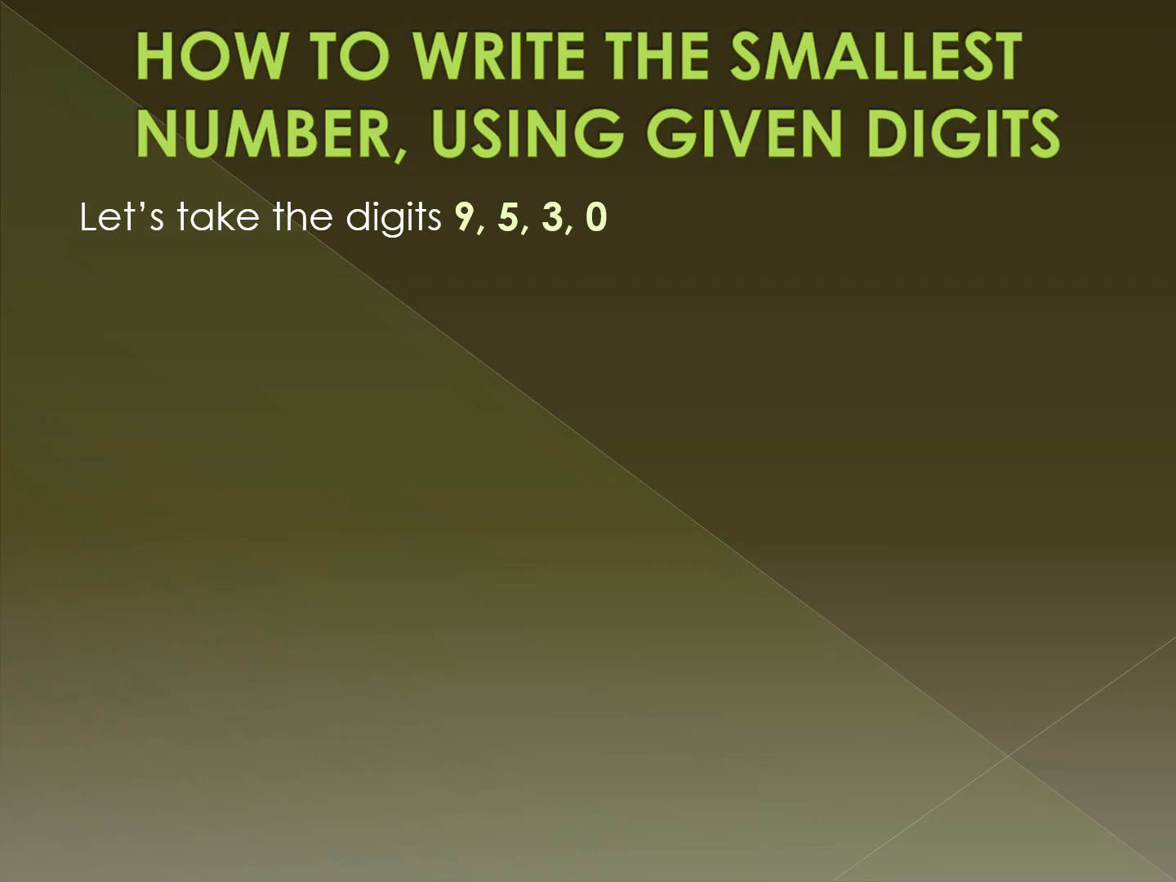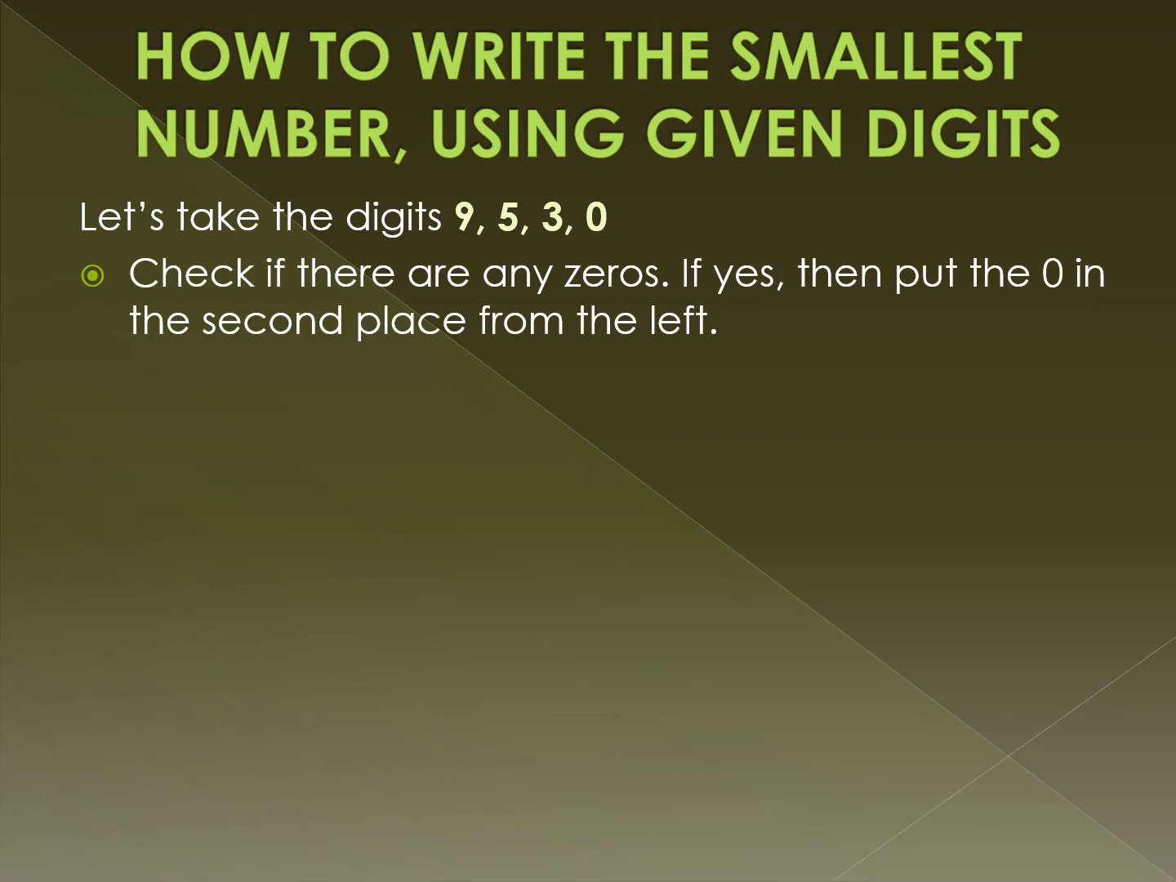So let's say you are given the digits 9, 5, 3, 0, and you are asked to write the smallest number that you can using these digits. How do you do it? Let's look at the steps. The first step is to check if there are any zeros. As you can see, yes, we do have a zero here. So what do we do if we have a zero? If we have a zero, we put the zero in the second place from the left.